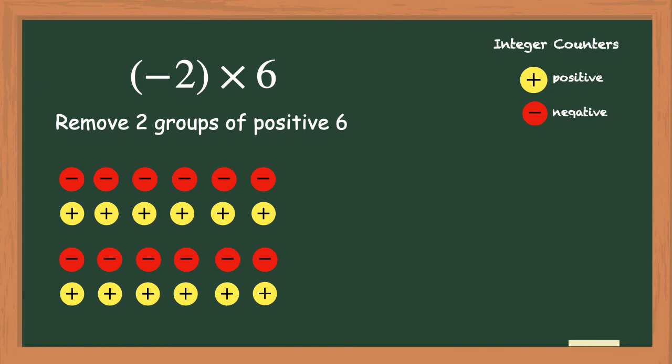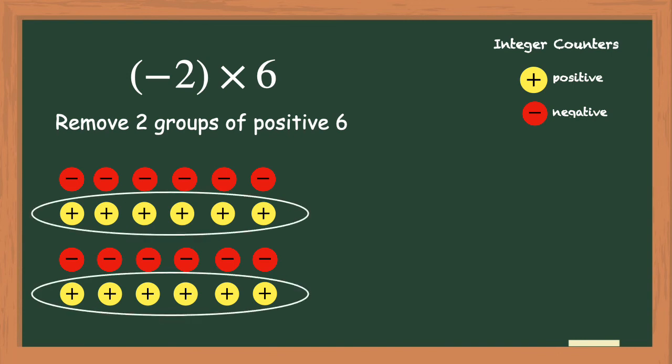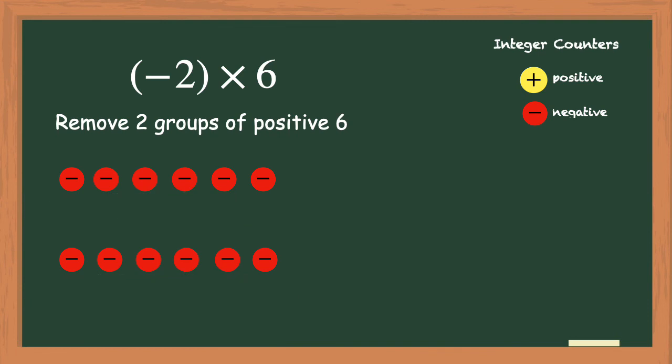Now we have 2 groups of 6 0 pairs, which gives us enough counters to remove 2 groups of positive 6. So let's circle those 2 groups of positive 6. Here's the first group, now the second group. We'll remove these completely off the screen here, and now you can see that you have 12 negative counters left, giving you that product of negative 12.